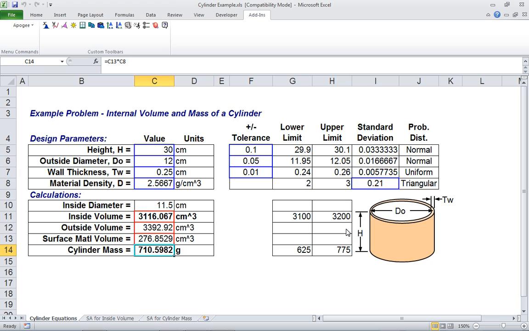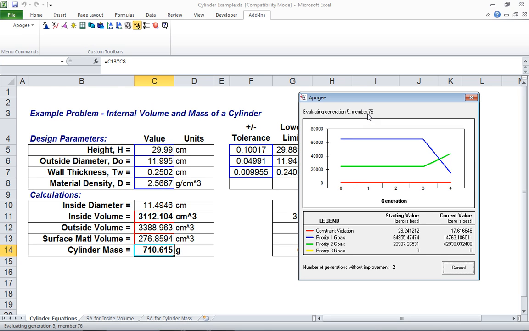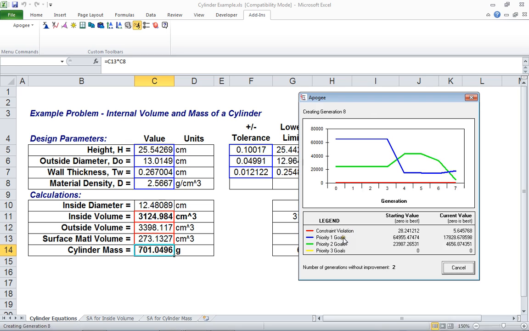To run the optimization, we will go to this little running person icon and click it to actually run the optimization. Here we see that the optimization is running, and you can see the current generation being evaluated, the members of the generation up to 100 computed for each one, and then we can evaluate how we're performing collectively among all of our constraints, all of our goals, and different priority levels in this problem.